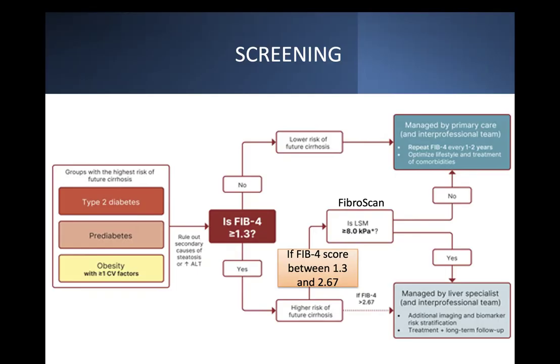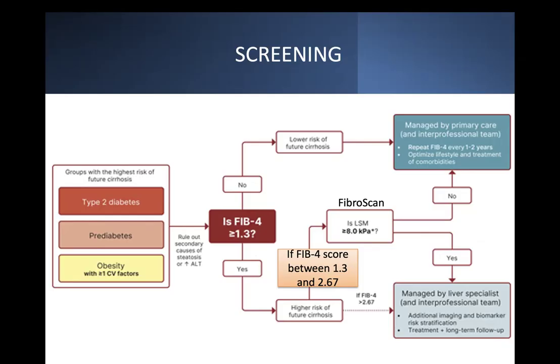If the number is 8 kilopascal or above, it means that the patient is at high risk of cirrhosis, so we have to send them to a hepatologist for further workup. But if liver stiffness measurement is less than 8, it means that patients can be managed by primary care or endocrinologist. We have to optimize lifestyle and treat their comorbidities and repeat FIB-4 score after a year or two.